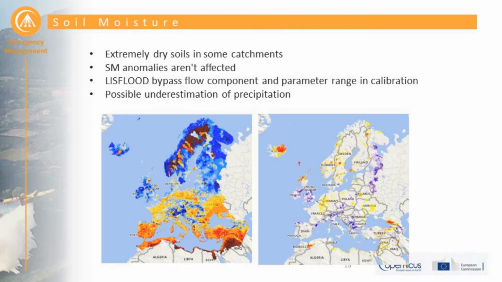The issue seems to originate from a combination of factors: the parameter range we used for the calibration of one of the LISFLOOD components, and possibly a lack of precipitation that LISFLOOD tries to compensate for by squeezing as much water as possible out of the soil.